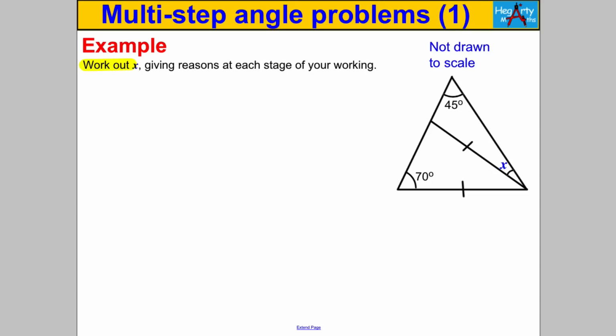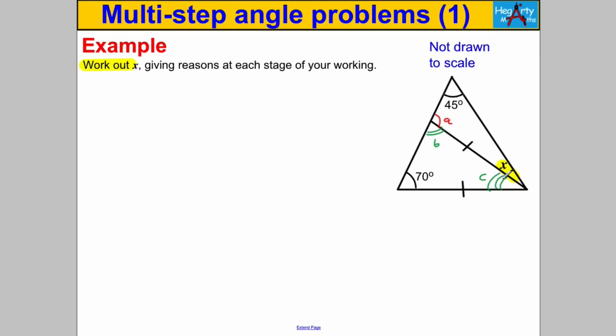Okay, here we're told to work out X giving reasons, so we're trying to work out that angle there. So X here is part of this triangle, so it might be helpful to work out that angle here, which I might call, let's say for argument's sake, A. It might also be useful to work out this angle here, let's call it B, because that might help us find A. And I'm going to call this angle C for argument's sake. Alright, so let's give this one a go.